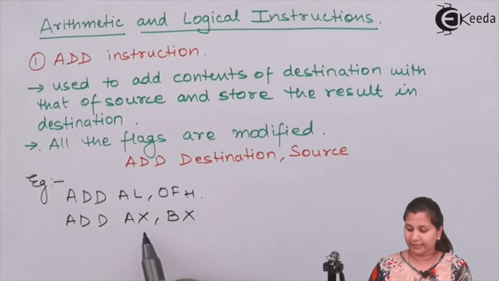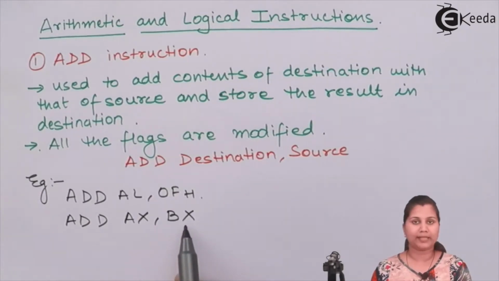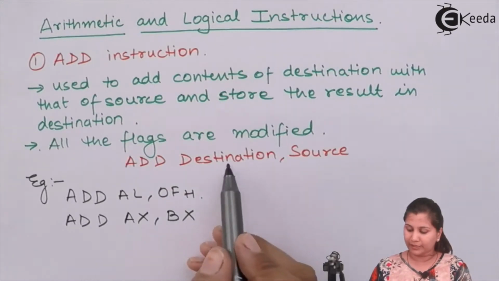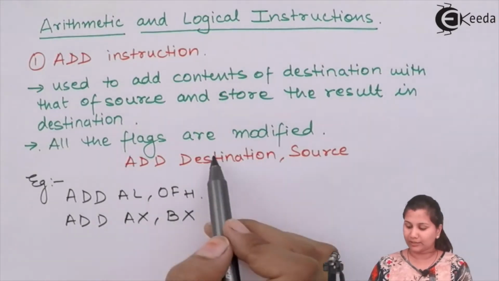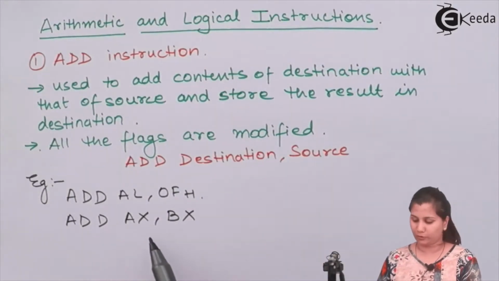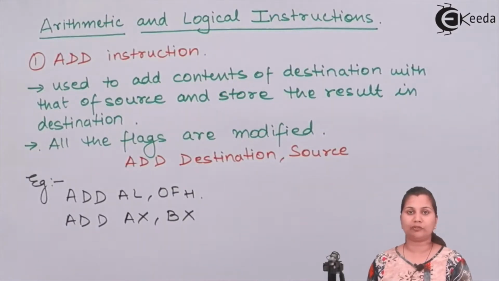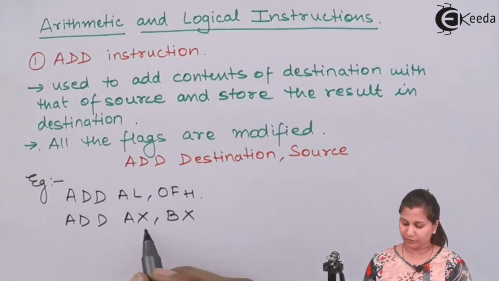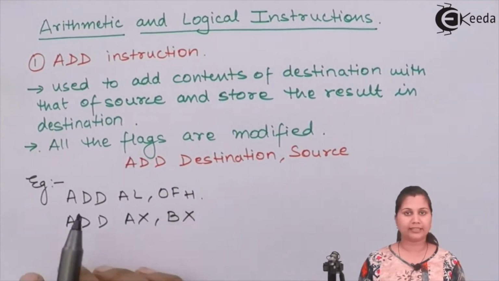This ADD AX, BX instruction is going to add the contents of the BX register and the AX register, and the result will be stored in AX, because if we compare it with the format, the destination is AX and the source is BX. So the result is going to be stored in the destination. AX and BX both are 16-bit registers, so the result will also be 16-bit, or more than that can also be generated. So 16-bit numbers are added. Here we are adding 8-bit numbers.